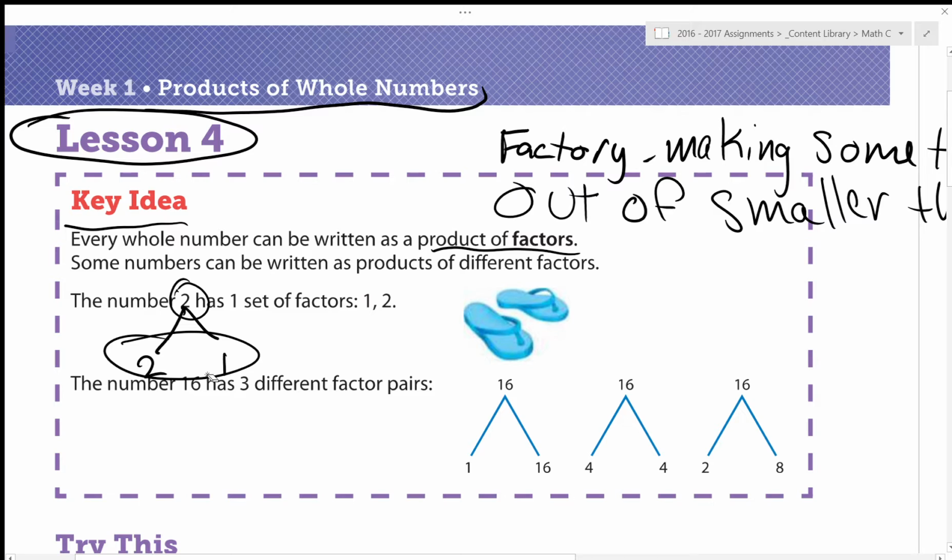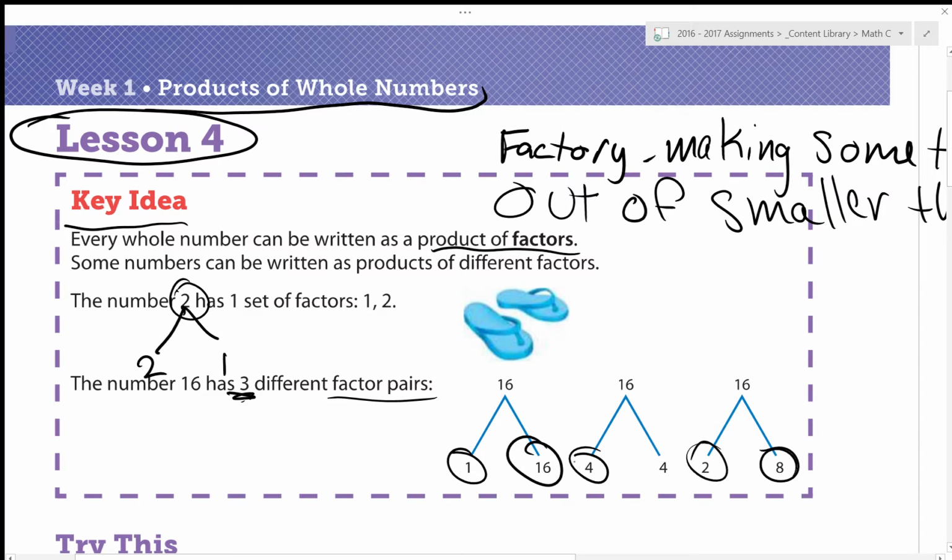Number 16, on the other hand, has 3 different factors. And here we've got 1, 16. It's actually not 3, it's factor pairs. So there's actually a total of 5 factors: 1, 16, 4, 2, and 8. I didn't count the 4 twice because it's the same number. So you only count a number once. If you've got a number multiplied by itself to get there, that's 1 factor.